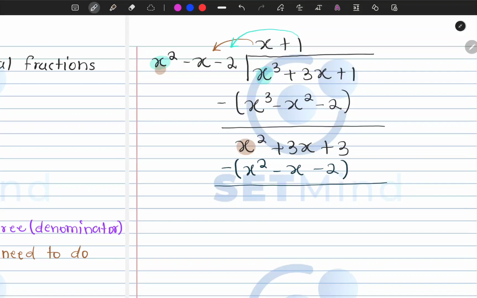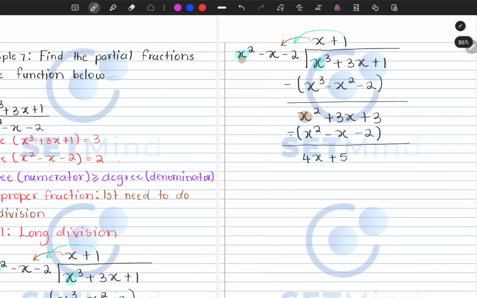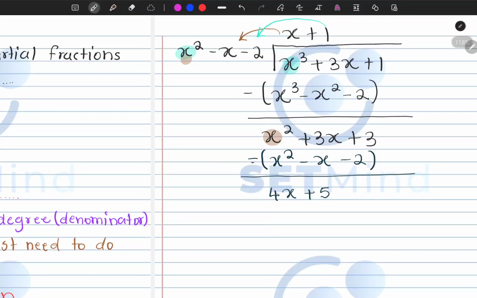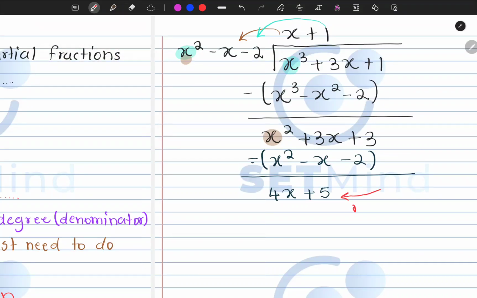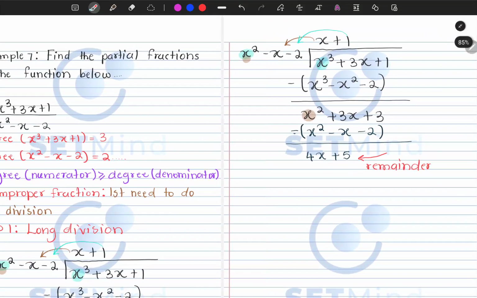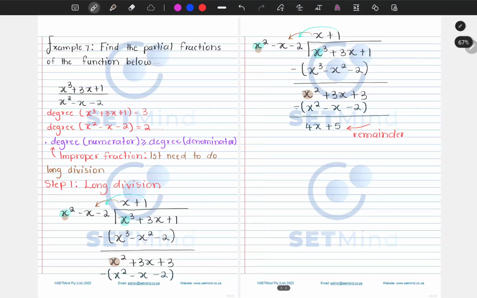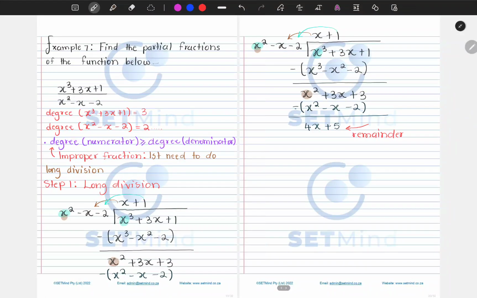If you look carefully, x squared and x squared will cancel, and then we'll have negative x, minus negative x, that will be positive, so we'll have 4x. Then negative 2 will simply be positive 2, which will add up with the 3 to give us a 5. So essentially what we have found here is our answer. This here becomes our remainder. And what we have on top there is what we found when we were dividing. Then the remainder is what is there.